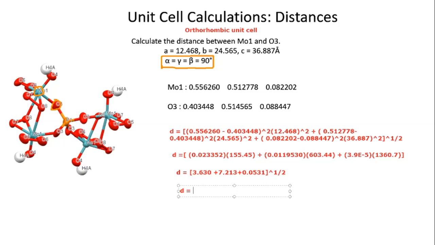So 3.63. I get about 3.30 angstroms. So just let me know when we have the question session if I made a mistake. I don't think I did. So this is how you calculate the distance between two sets of fractional coordinates. And this is how the program generates bond distances for the different atoms in a structure.